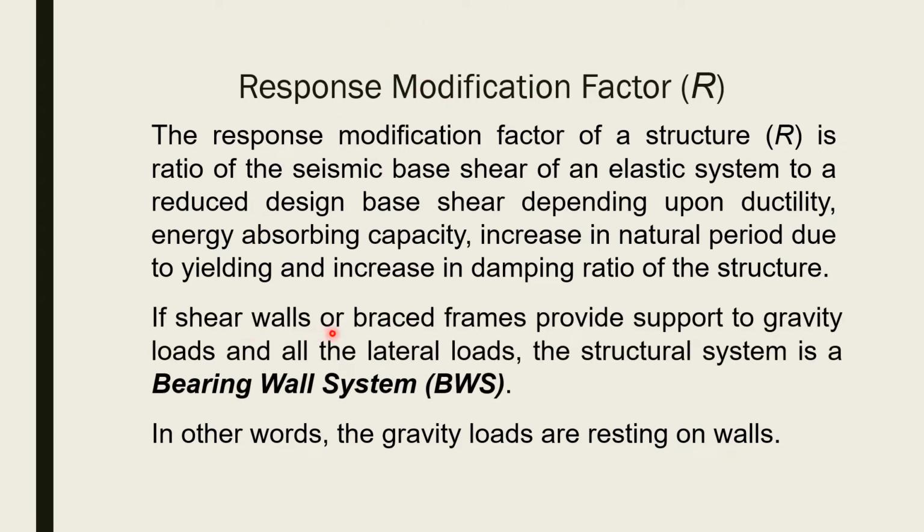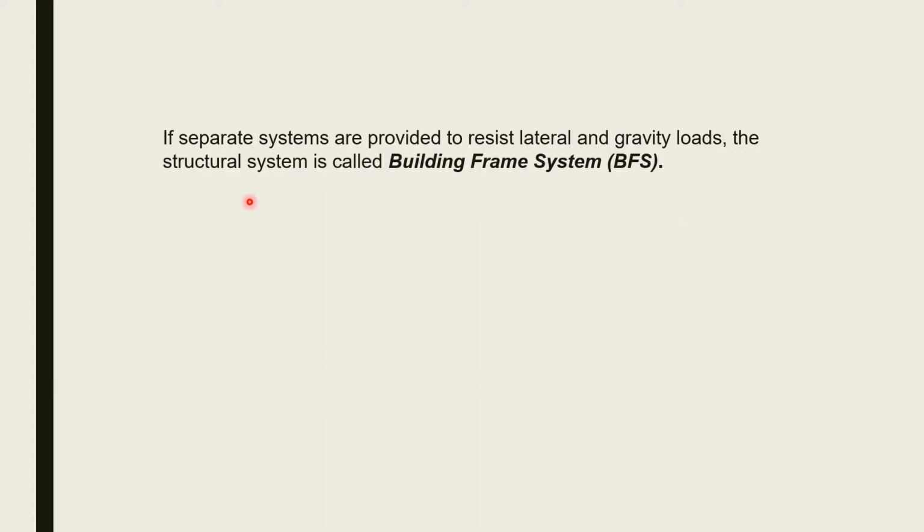These are the nomenclature. If a shear wall or brace frame provides support to gravity loads and all the lateral loads, the structural system is a bearing wall system. In other words, gravity loads are resting on walls, that is a bearing wall system. If separate systems are provided to resist lateral and gravity loads, the structural system is called a building frame system. The frame members act separately, so that is called a building frame system.